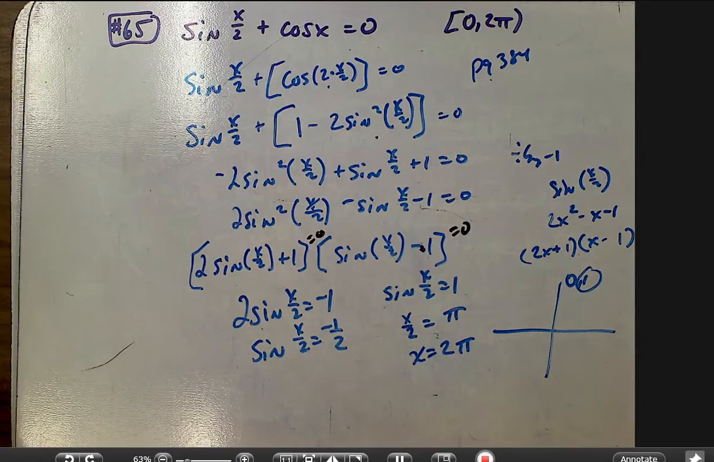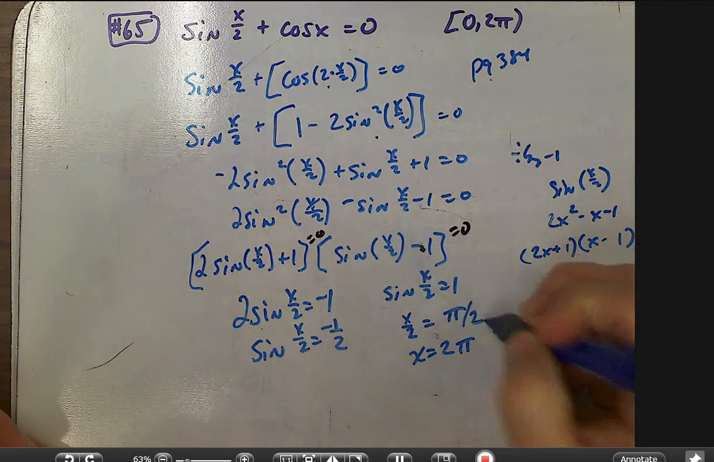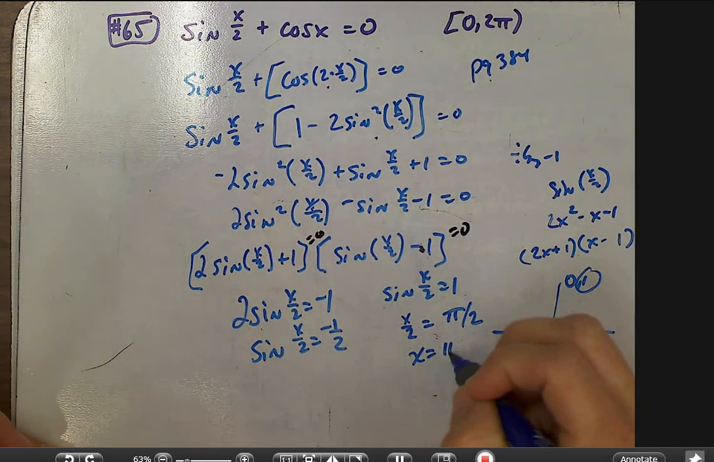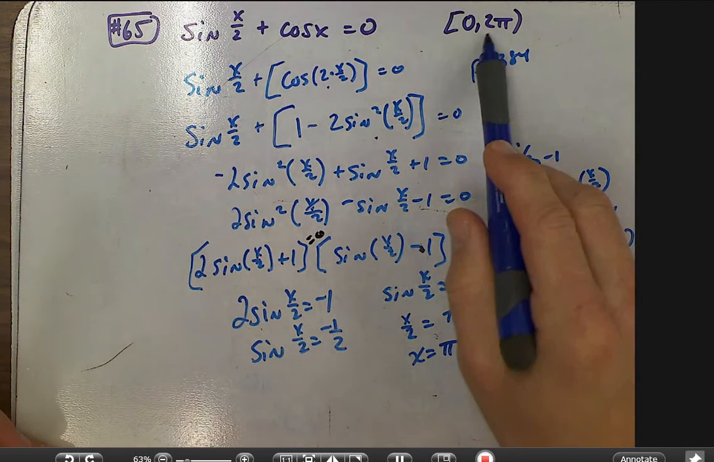Well, we notice, oh, excuse me, I made a mistake there. This is pi over 2, so x over 2 equals pi over 2. Multiply by 2 and x equals pi. Pi is inside that range, so there's one answer.